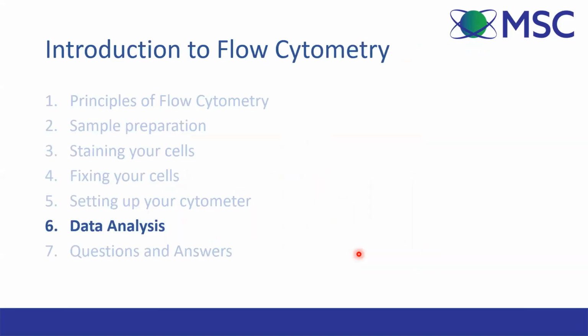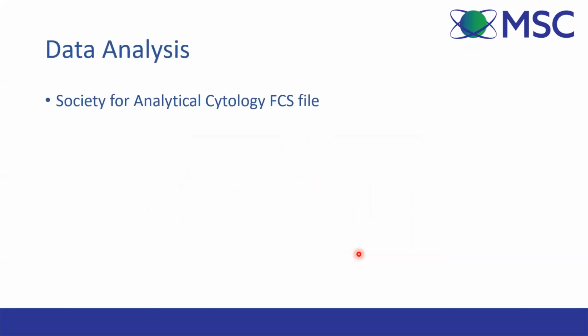So next we'll talk about data analysis. Once you've acquired your data on the cytometer, it's saved as a Flow Cytometry Standard, or FCS file. This is a standard file which was developed by the Society for Analytical Cytology. The file contains a description of the sample, the instrument on which it was collected, the raw data itself, and any analysis which has been done up to that point.